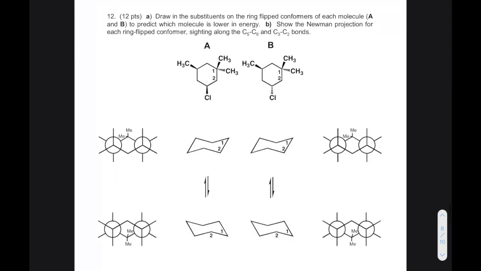Okay, let's take a look at question 12. Part A says, draw in the substituents on the ring-flipped conformers of each molecule, molecule A and molecule B, to predict which molecule is lower in energy. And part B says, show the Newman projections, that's these, for each ring-flipped conformer, siting along the C5 to C6 and C3 to C2 bonds.